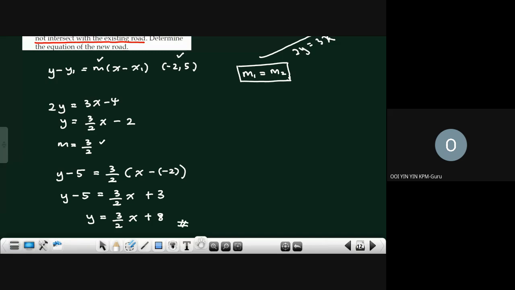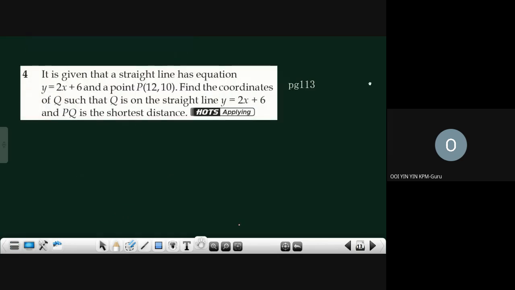Okay, now you see, actually it's not that hard, right? All the things are either parallel or perpendicular, only these two. Okay, come, last.